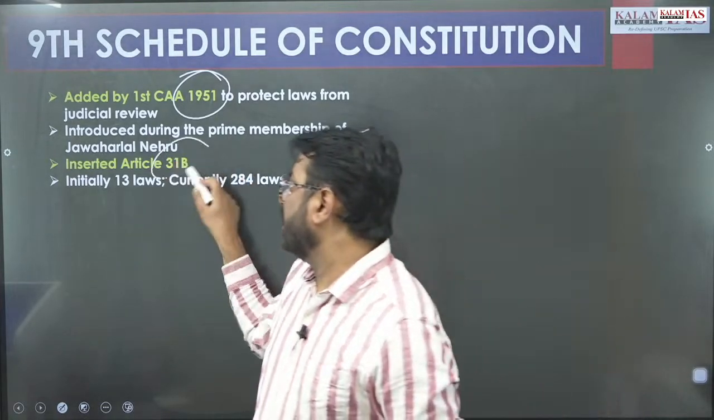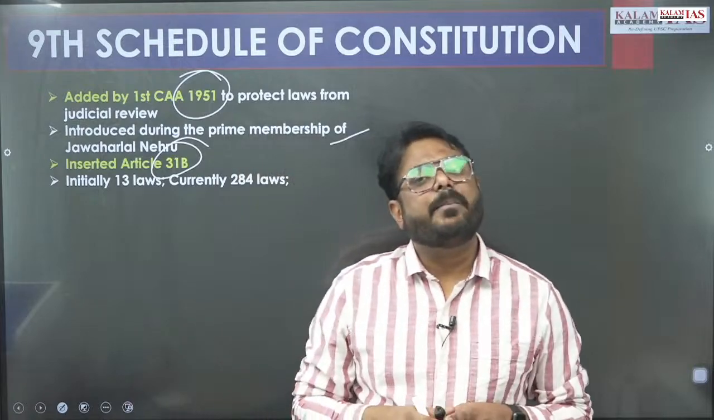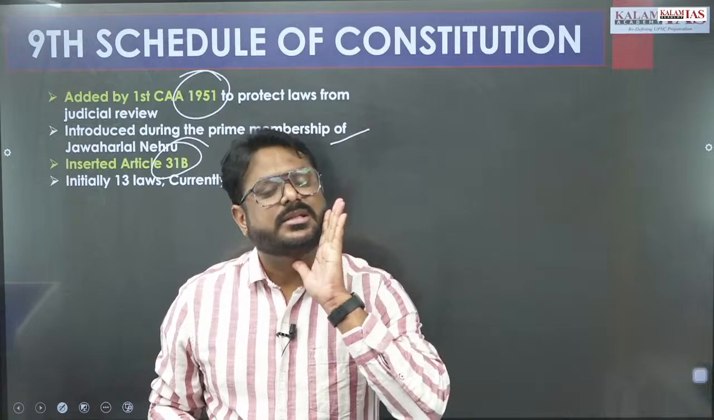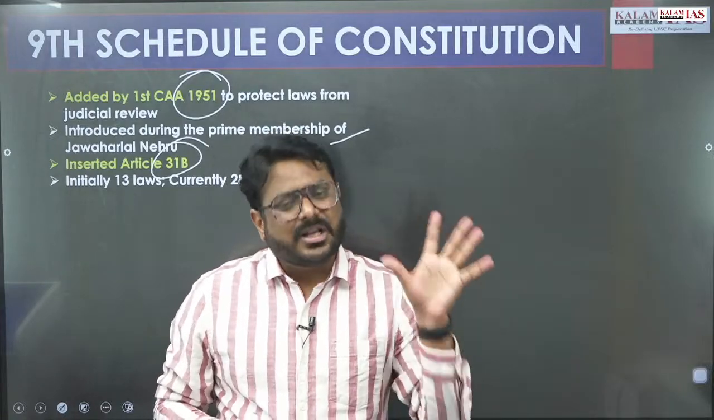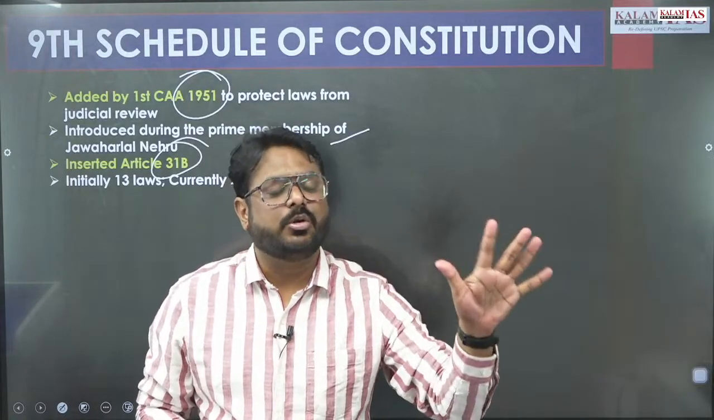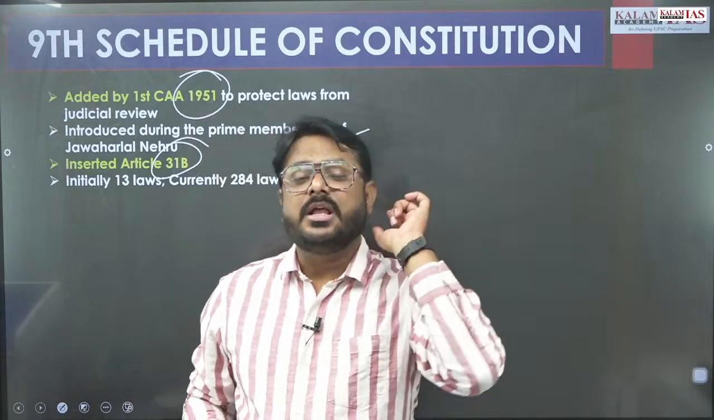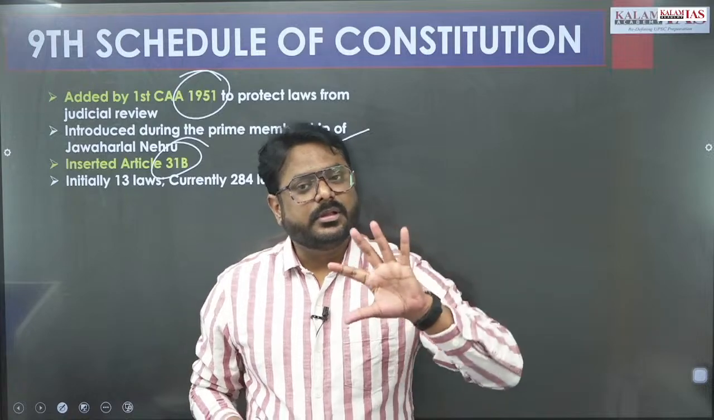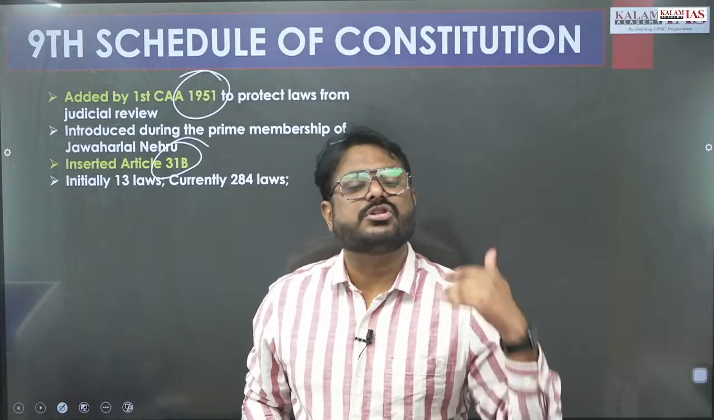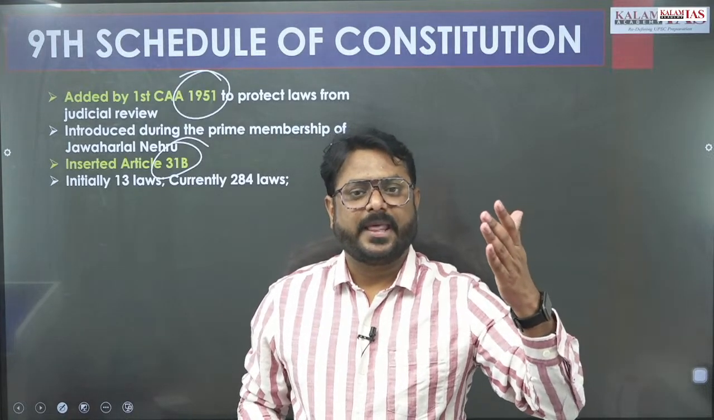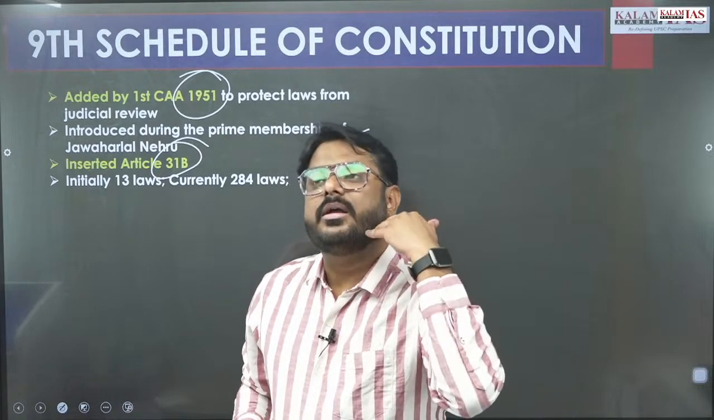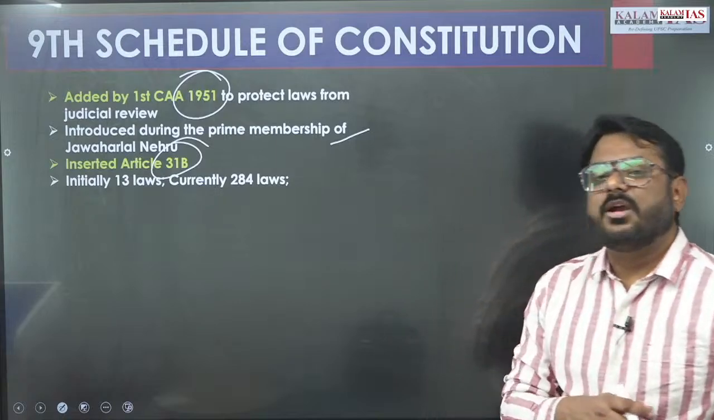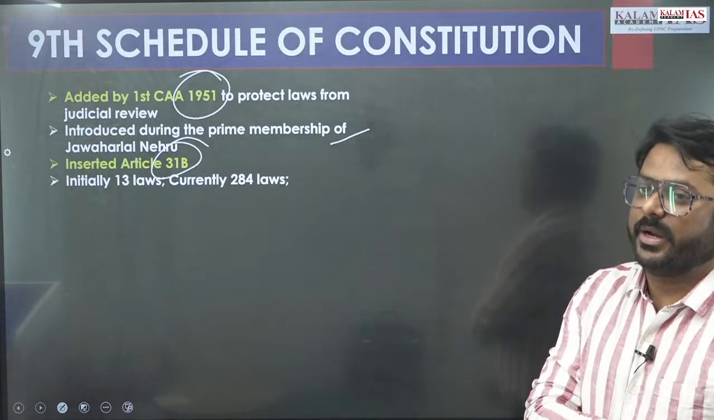What does this Article 31B say? Article 31B says that whatever acts will be inside this 9th schedule, there cannot be judicial review on those acts, right? Their constitutionality cannot be questioned in the court. So this was the purpose of the Article 31B of the Constitution of India.